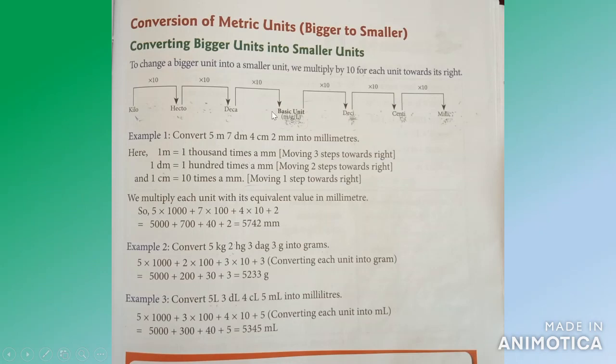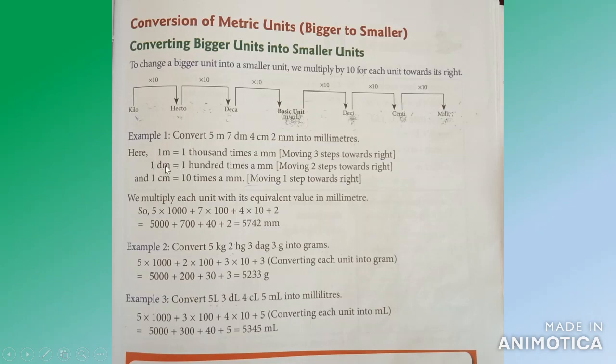Why this 1000 times? Because meter we start from here. When we convert it to millimeter, we have to multiply with 1000. How many times 10 are there? 1, 2, 3. So 3 times. So 3 times 10 is 1000. So moving 3 steps toward the right. Moving 3 steps. 1, 2, 3.